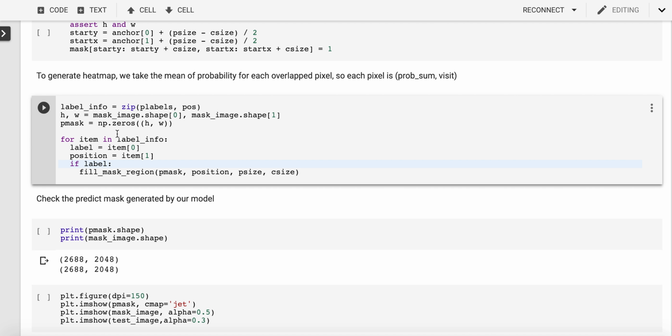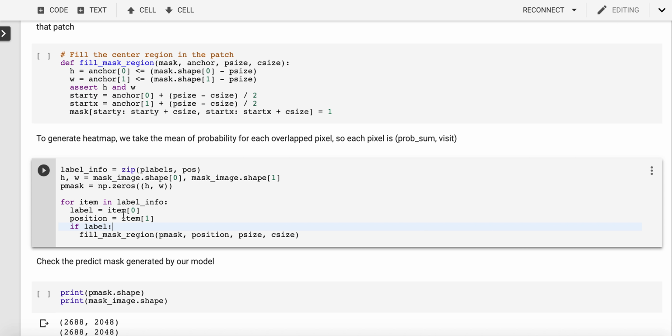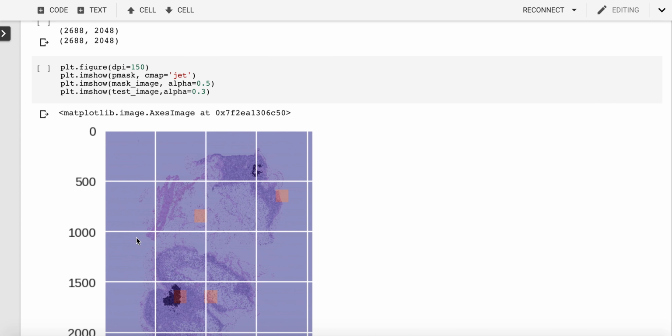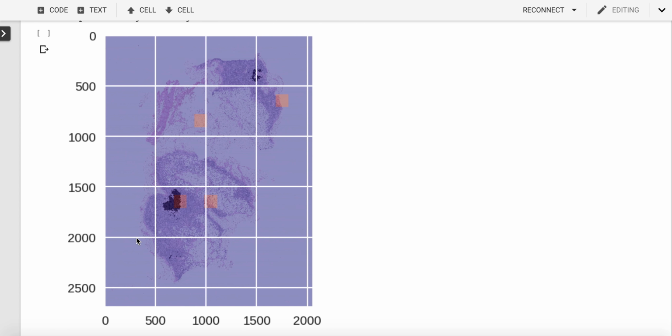With all the predictions we have, if this region is classified as tumor, meaning the label here is 1, then we fill the corresponding mask. So we have the mask here, we have the position here, and the size. And let's take a look at the final result.